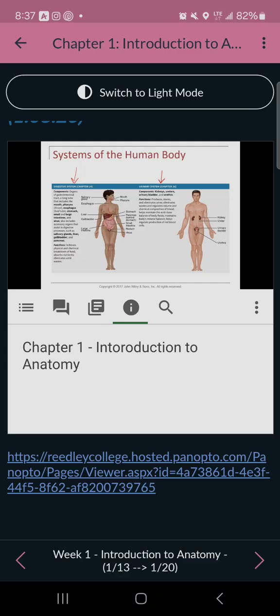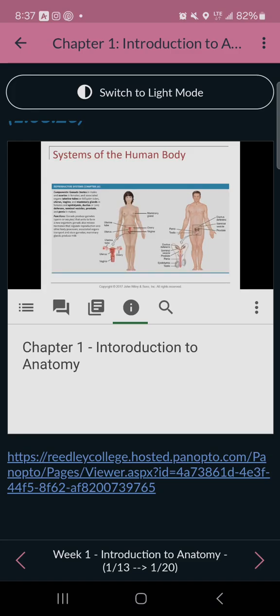It eliminates waste and regulates volume and chemical composition of blood. It helps maintain the acid-base balance of body fluids, maintains the body's mineral balance, and helps regulate production of red blood cells. Next, we have the reproductive system.